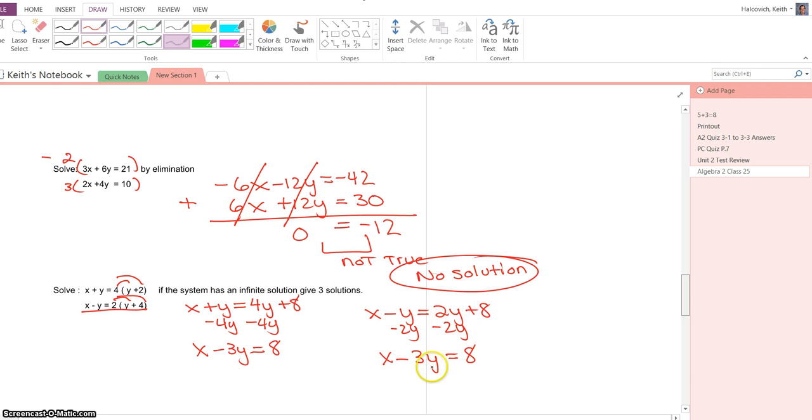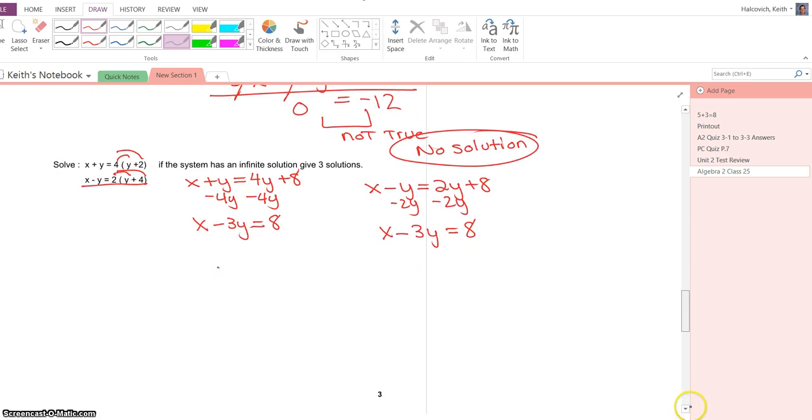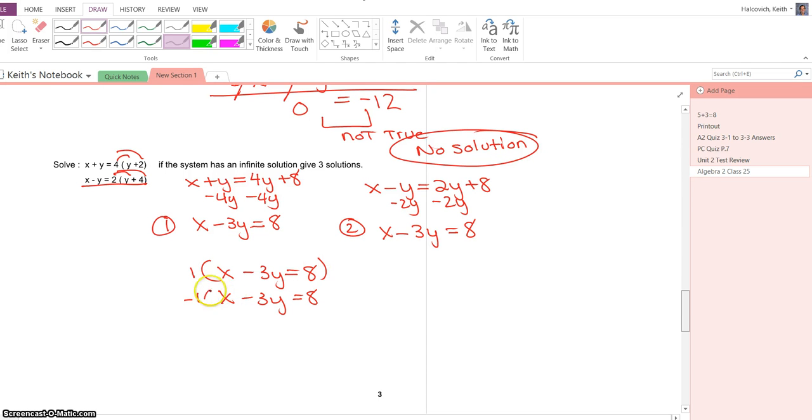But let's say we didn't recognize that right away. So let's say we put them, here's equation 1, here's equation 2, one on top of the other, and we decided to do elimination. So to get rid of the x, we multiply the top by 1, the bottom by -1, let's say, because they're both the same sign, so we have to do one positive, one negative. So we have x minus 3y equals 8. Negative x plus 3y equals -8.